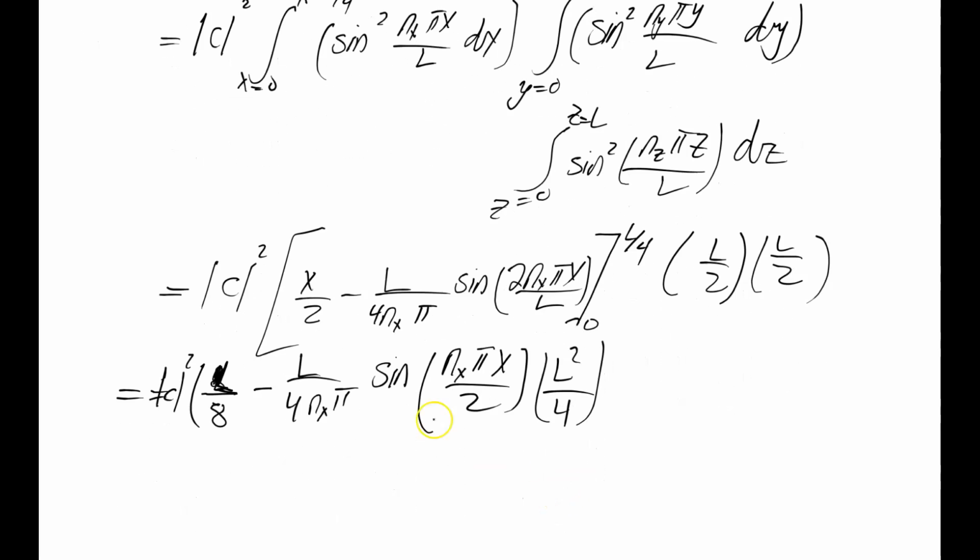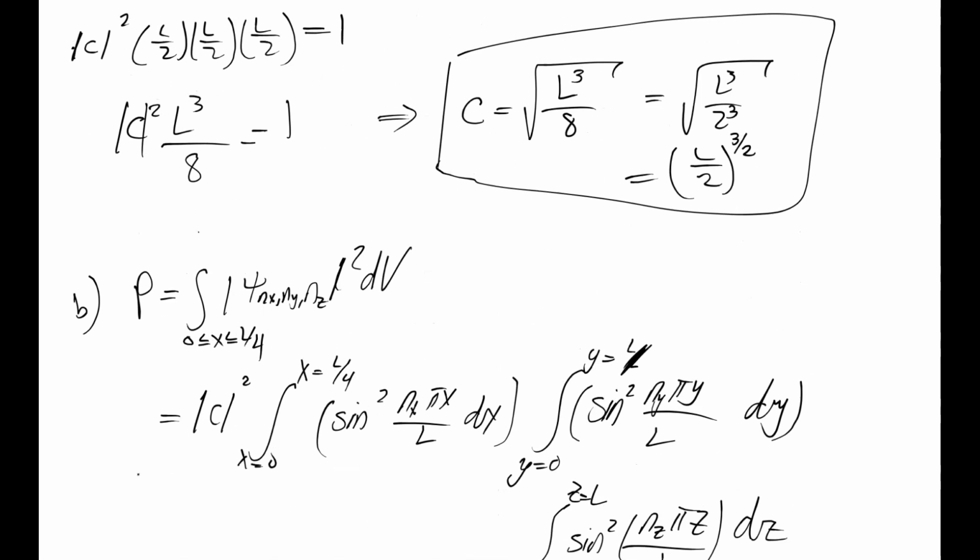If we do this, remember what c squared is. Oops, I made a mistake. c squared should be 8 over L cubed. So let's switch these around, folks.